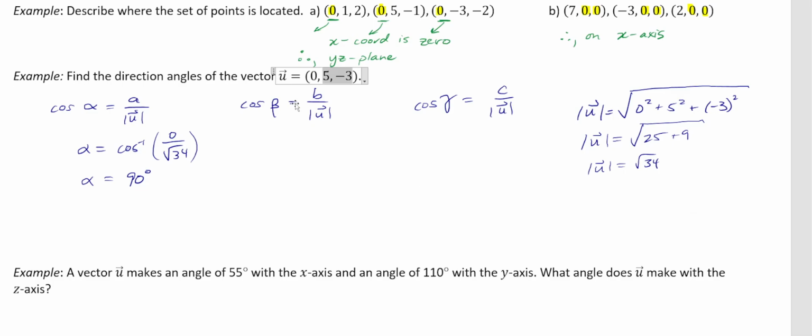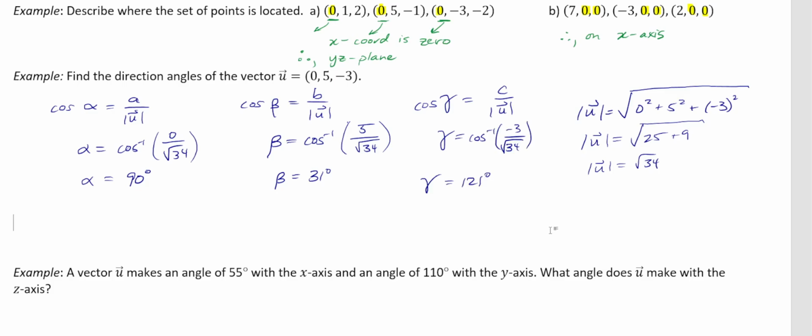Moving on to beta. I'm going to do the same thing here. I'm going to isolate beta, take the inverse cosine of both sides, and sub in my b value of 5 and my magnitude of u as root 34. Okay, so there we have it. Evaluating that, I should get beta is equal to 31 degrees. Finally, cosine gamma is equal to c over the magnitude of u. I'm going to put that in and solve for it. And there we have it. So my alpha is 90 degrees, my beta is 31 degrees, and my gamma is 121 degrees. Those are my direction angles for that vector.